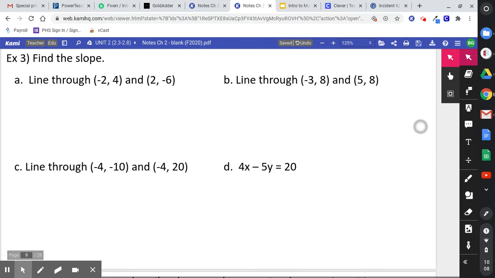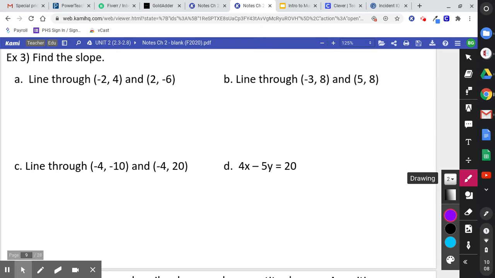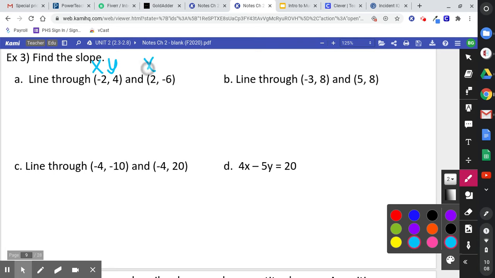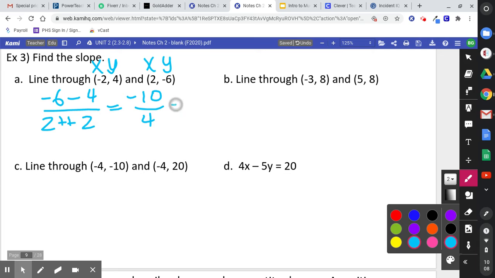So example 3, find the slope. You've got 2 points, so this is just your slope equation. All right, you have an x and a y and an x and a y. All that equation tells you is take the second y number minus the first y number over the second x minus the first x. Anytime I see a minus minus, I'm going to add the opposite there. Combining the top, I have negative 10. On the bottom, I've got 4. And of course, you're going to reduce your fraction. That reduces to negative 5 halves.